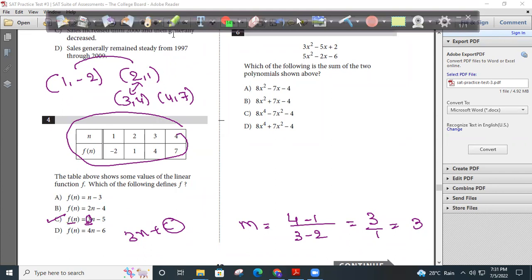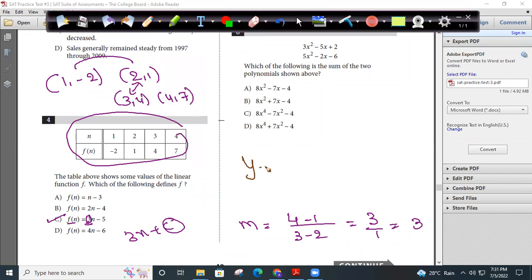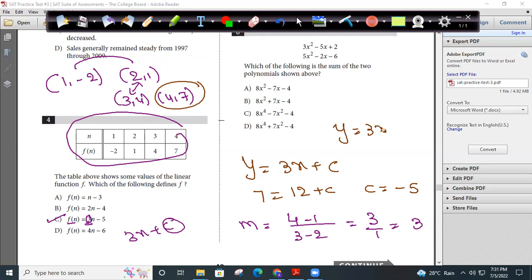So now y is equal to 3x plus c. To find c, take any point that you like. Let me take (4, 7). 7 is equal to 3 into 4 is 12 plus c. Therefore c is equal to minus 5. y is equal to 3x minus 5.